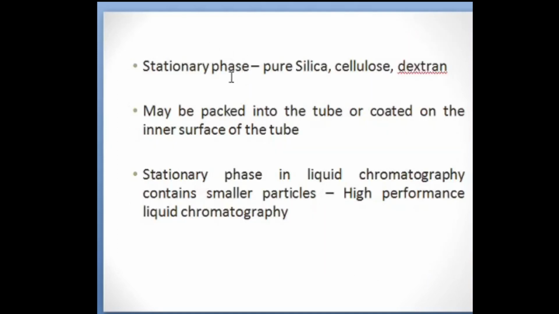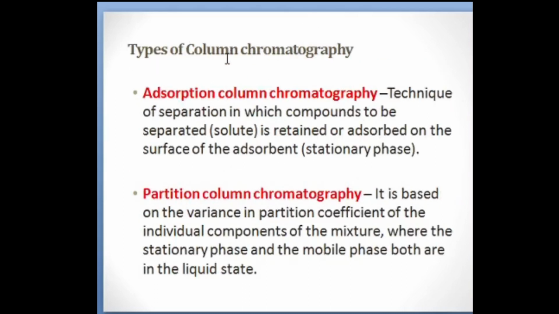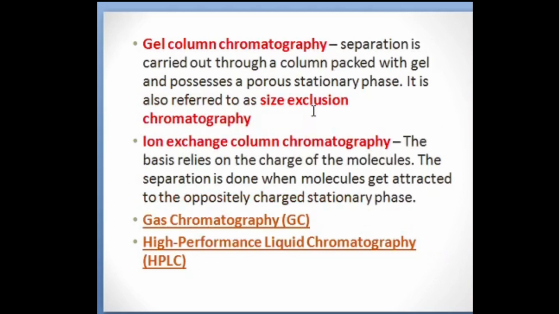So the stationary phase in column chromatography can be made of pure silica, cellulose or dextran. And this can be packed into the tube, or it can be coated on the inner surface of the tube. Okay. So what are the various types of column chromatography? We have adsorption chromatography, partition chromatography, gel column chromatography, ion exchange column chromatography, gas chromatography, and high performance liquid chromatography. So the name, it can be liquid chromatography or gas chromatography.